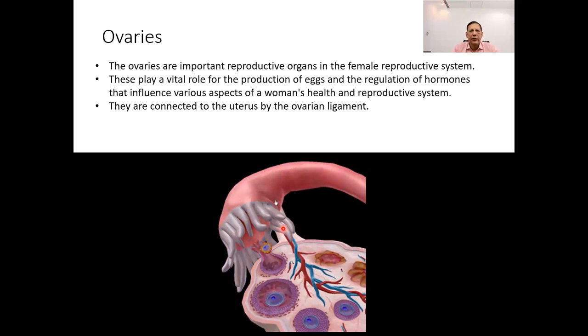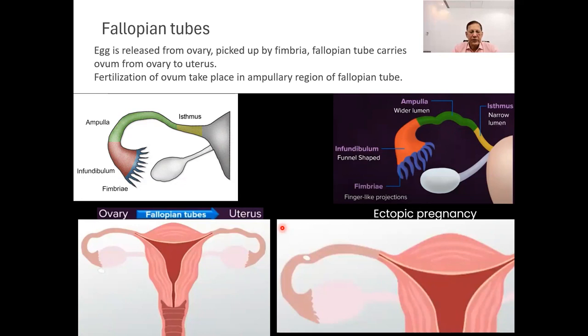Fallopian tubes. The fallopian tubes, also known as the uterine tubes or oviducts, are also paired, one on either side of the uterine fundus. They play a very crucial role in the female reproductive system as they carry the ova or egg when it is released from the ovaries. The ova released from the ovary is taken up by finger-like projections called fimbriae, and these finger-like projections arise from the infundibulum, which is part of the fallopian tube.